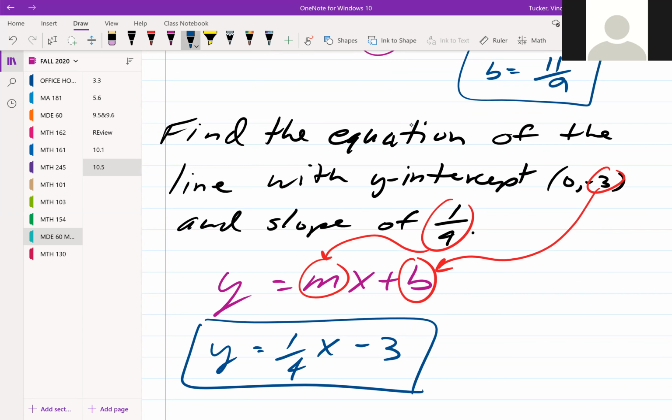I thought that was a 9. I looked up, I was like, where'd you get that 4 from? At the top, it looked like a 9 to me. Okay.